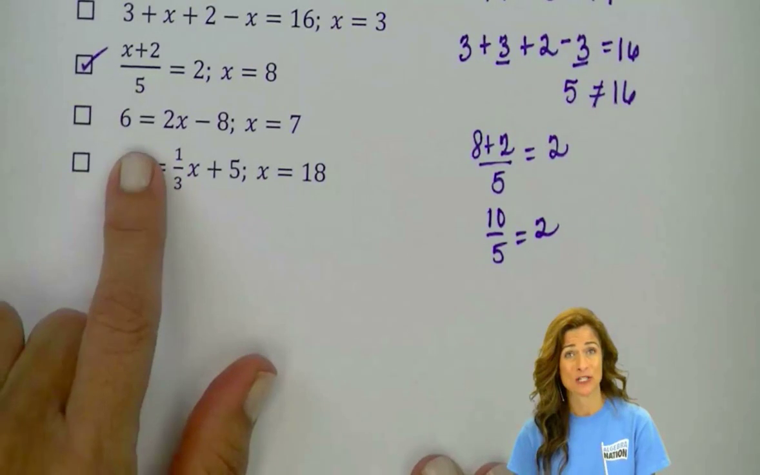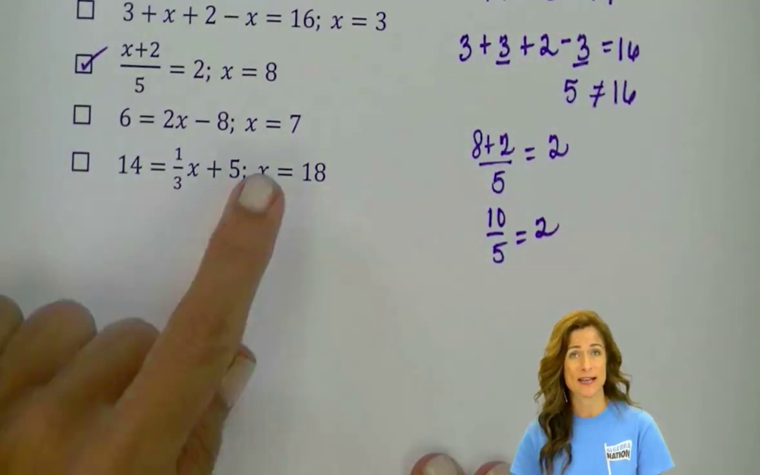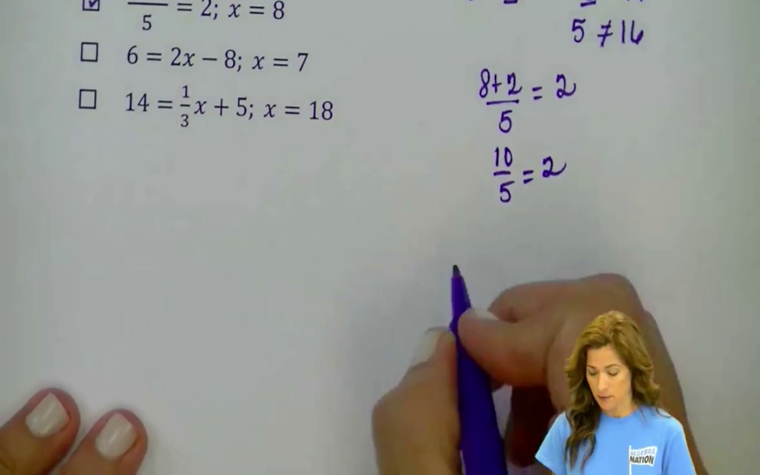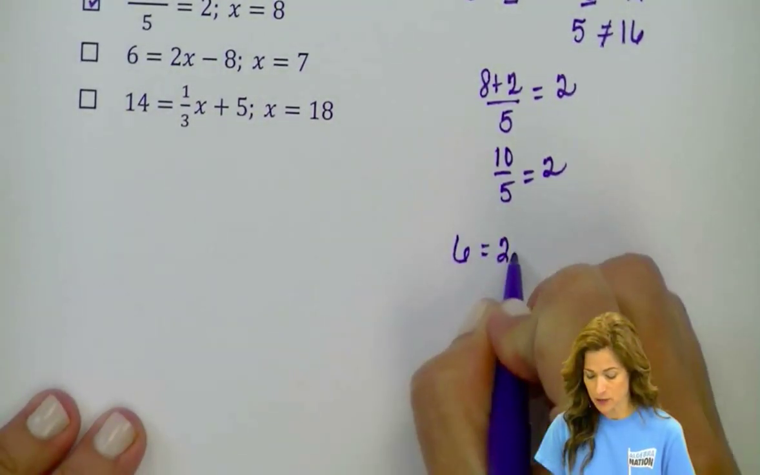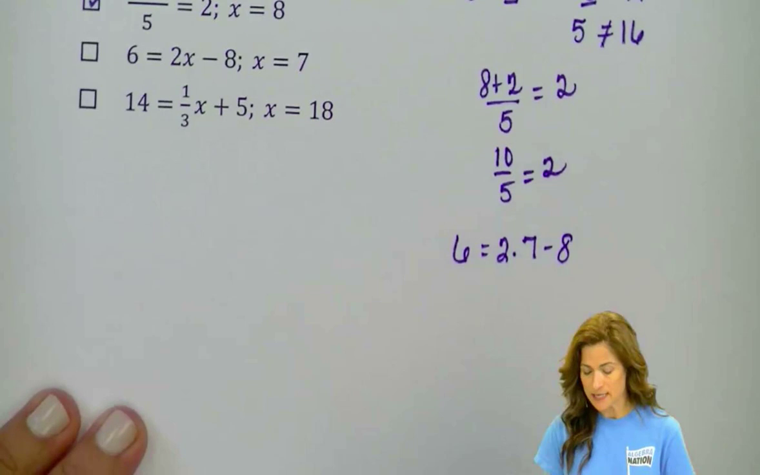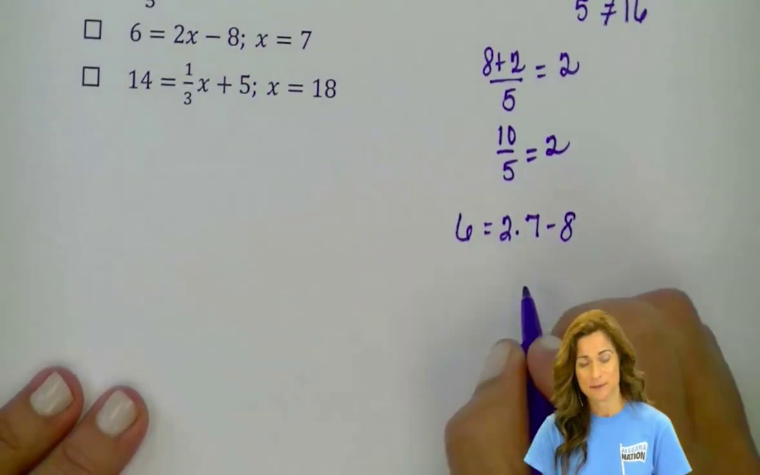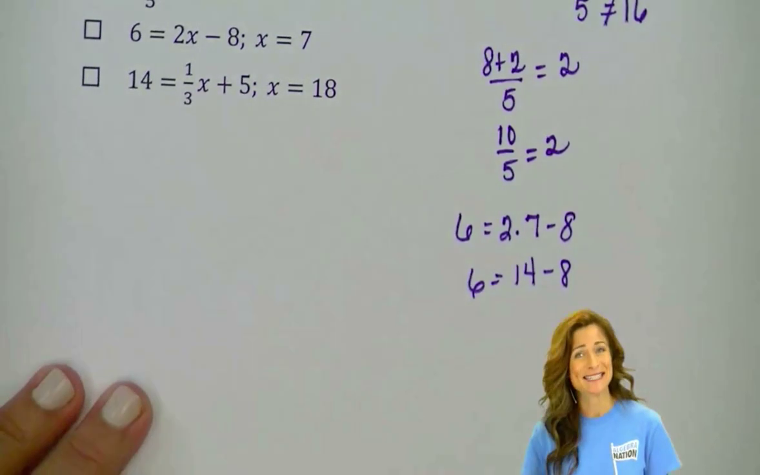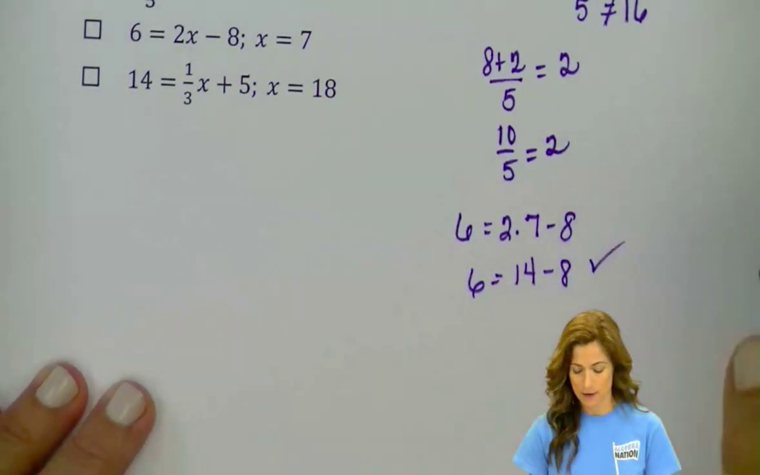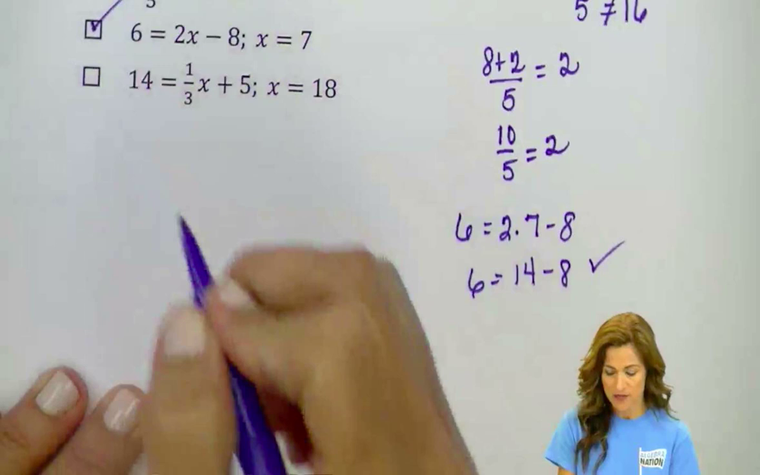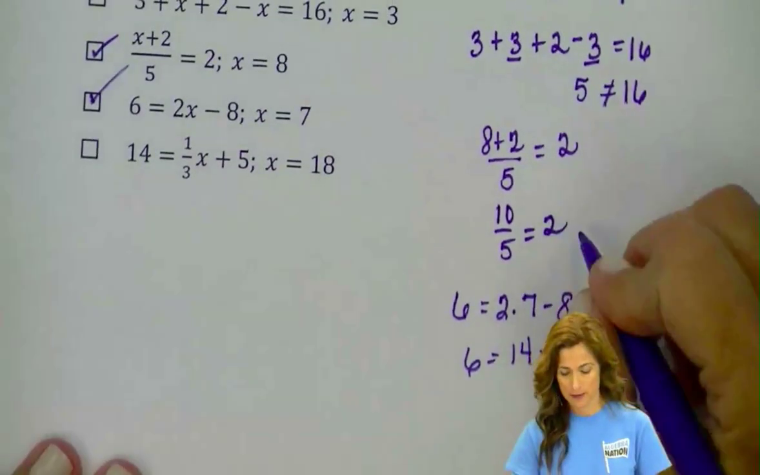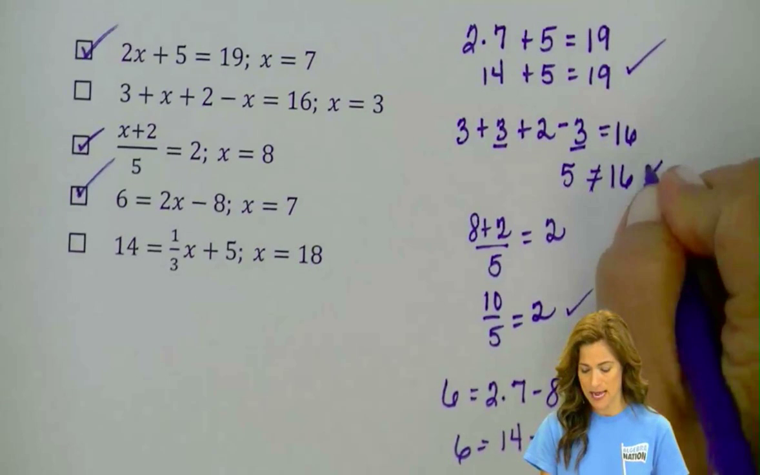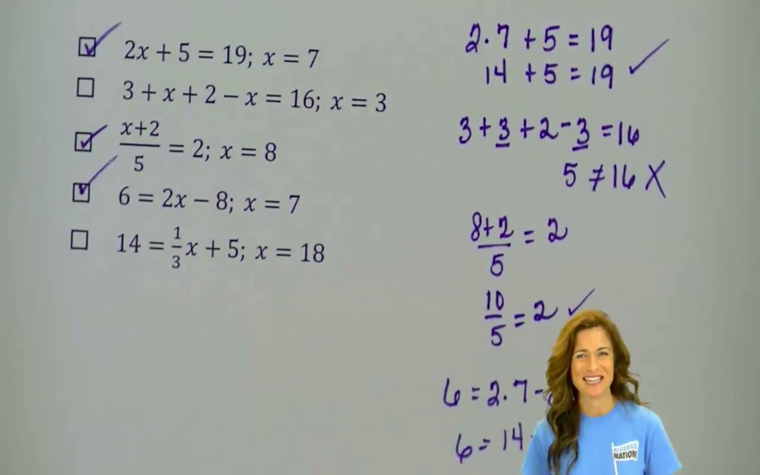6 is equal to 2x minus 8 for x equals 7. So we're going to substitute in 7 for x. So we will have 6 is equal to 2 times 7 minus 8. 2 times 7 is 14, and 14 minus 8 is indeed 6. So we're going to check that one as well. So far, let me put a check by the ones that are true, and I'm going to X that one because that one was not.